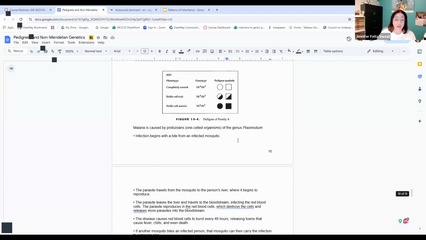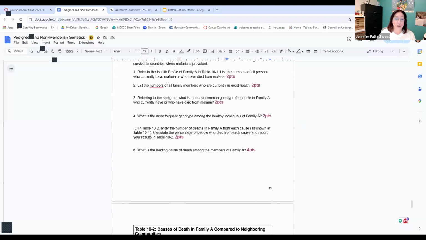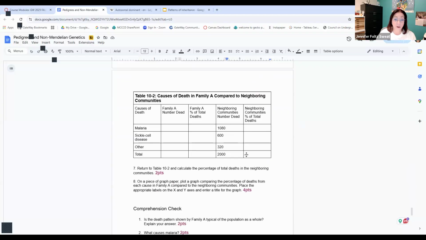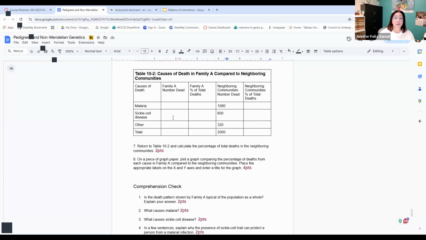Okay, and then what I wanted you to do, so you read through all this, you answered questions, you came down here. I wanted you guys to make a graph. You could have done it on paper, taken an image and inserted it into your homework, or done it on Google Sheets, whatever you wanted. So you needed to fill in this table. So family A is the one I gave you. You would just fill in the number of dead, add them all up, and then the percent of total deaths would be your total, or I'm sorry, the number of people with malaria divided by the total.